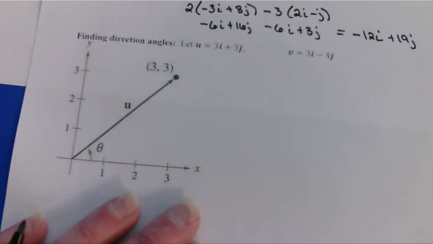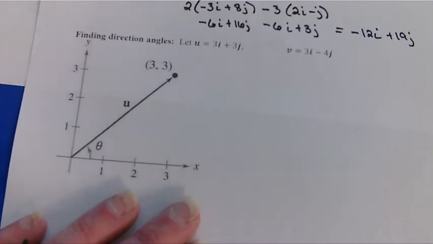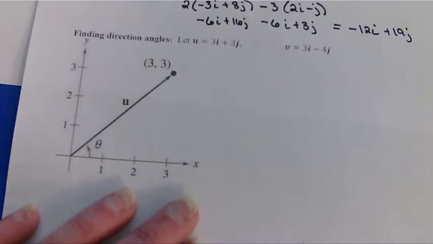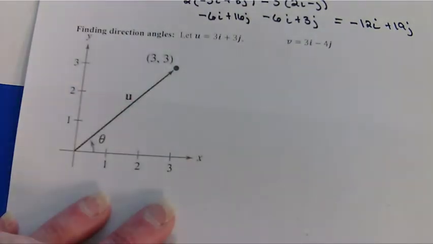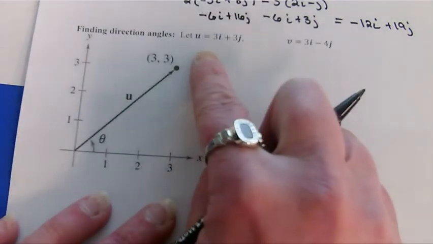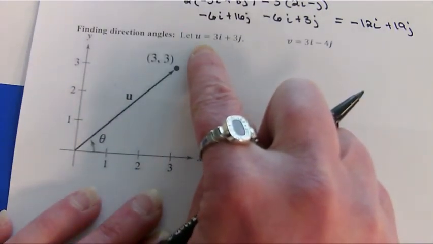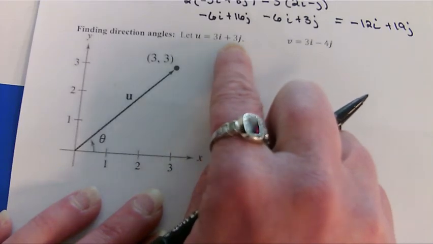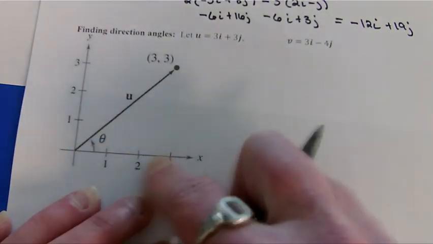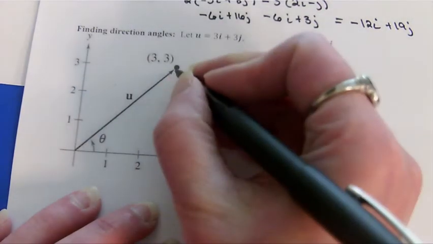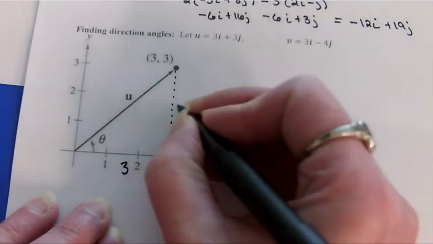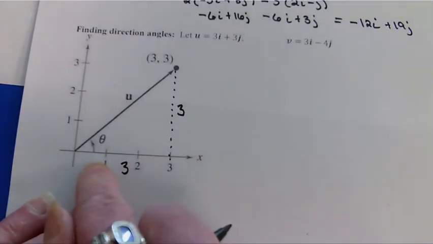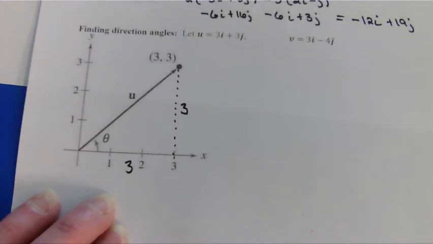Direction angles. So we can talk about the direction in terms of slope, but we can also actually find the angle that gives us this direction, gives me this vector. So I've got vector u already drawn out, and it's 3i, 3j. That just means it went right 3, up 3. This side is a 3, this side is 3.